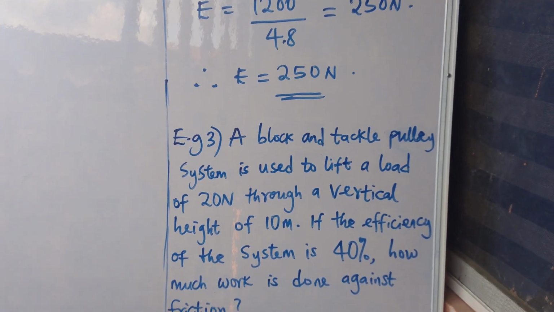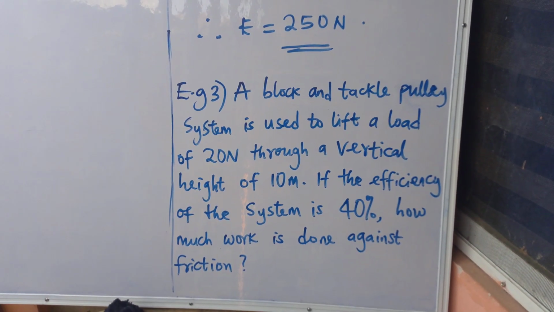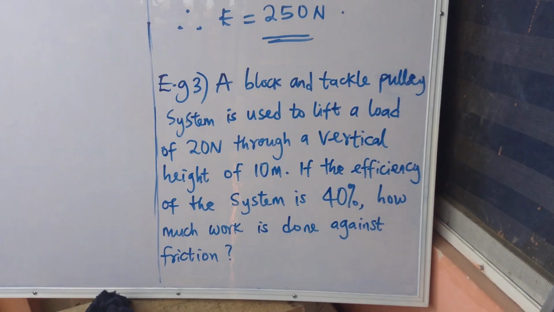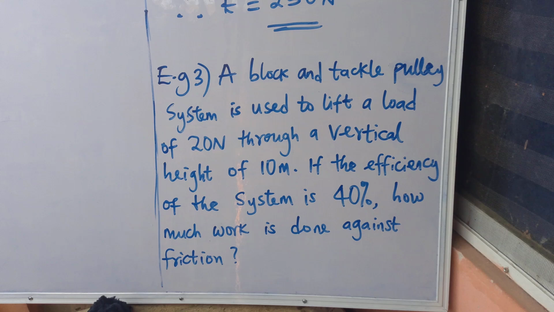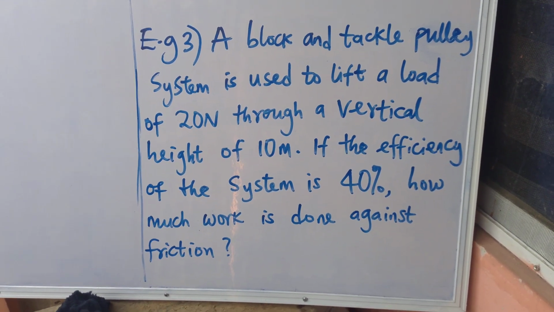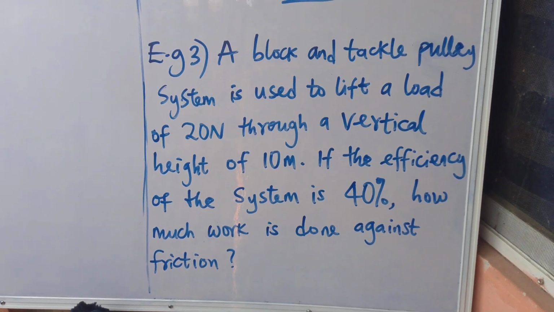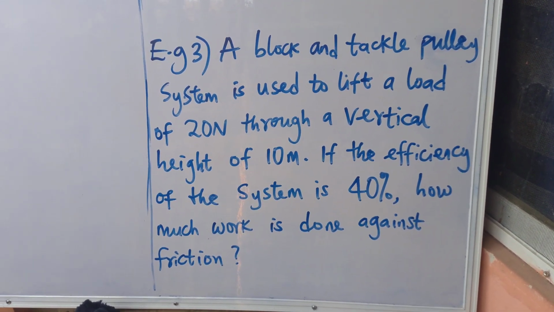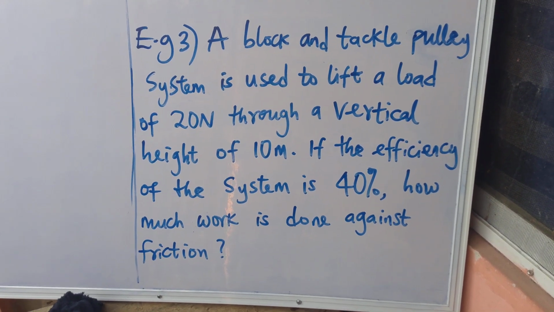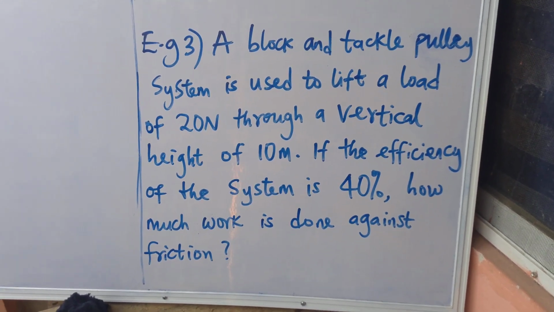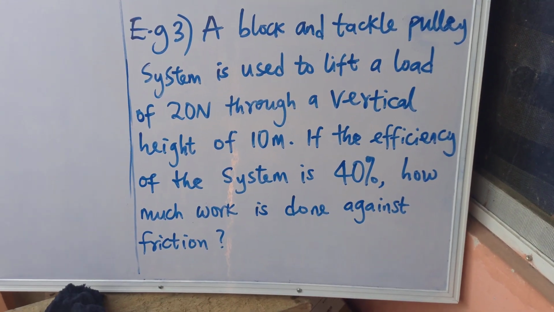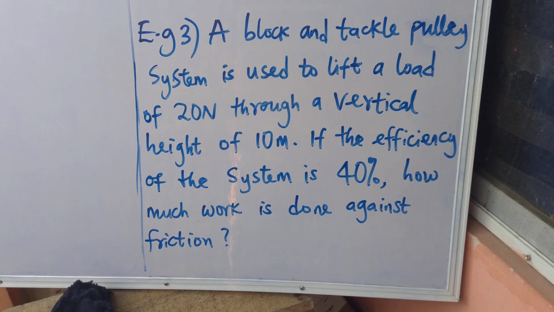Alright, we have another question on the board. It says a block and tackle pulley system is used to lift a load of 20 Newton through a vertical height of 10 meters. If the efficiency of the system is 40%, how much work is done against friction? It says a block and tackle pulley system is used to lift a load of 20 Newton through a vertical height of 10 meters. If the efficiency of the system is 40%, how much work is done against friction?